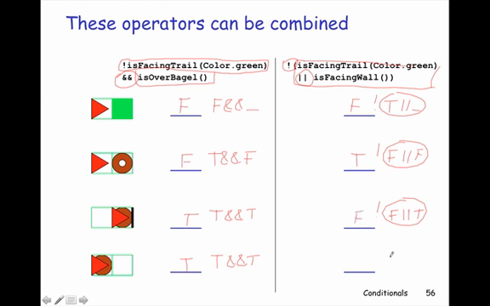And finally, in the fourth scenario, we are not facing a trail that's green, nor are we facing a wall. And so the combination of those is false, but we are negating it to get a true.